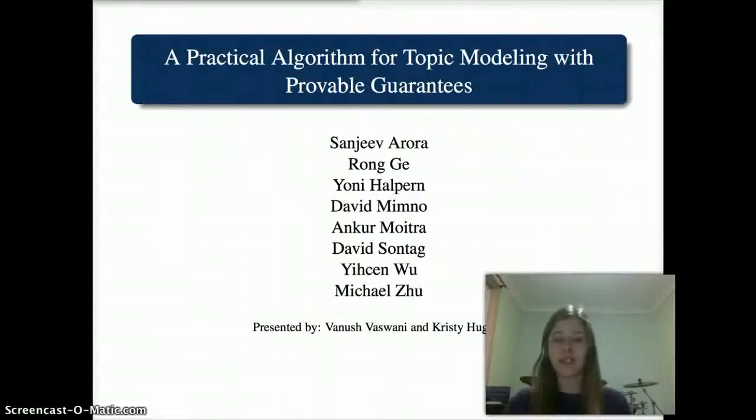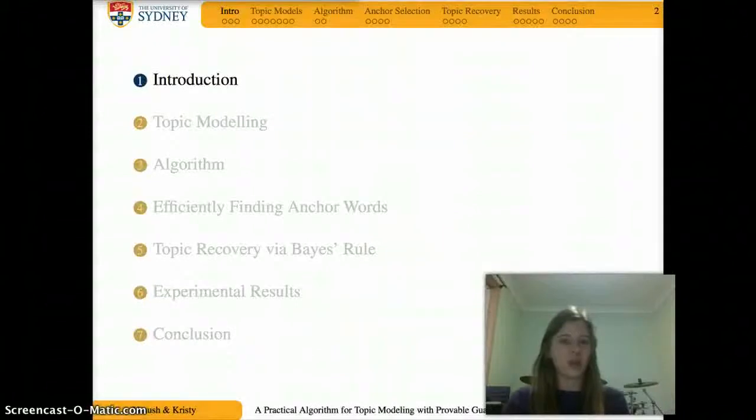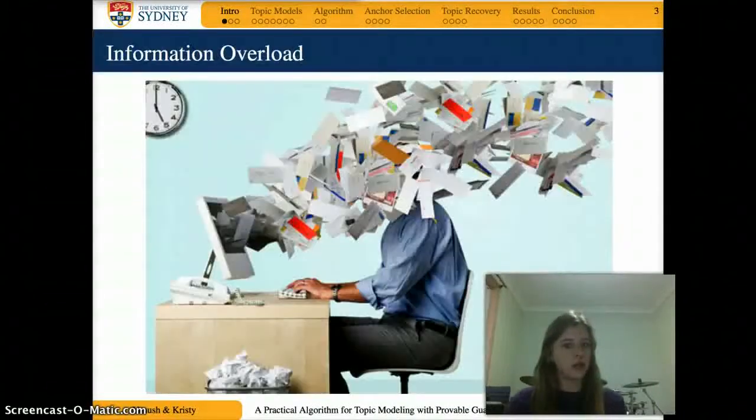Hi guys, I'm Christy, and me and Vinosh are going to be presenting this paper, A Practical Algorithm for Topic Modelling with Provable Guarantees. So first of all, why is this paper important?